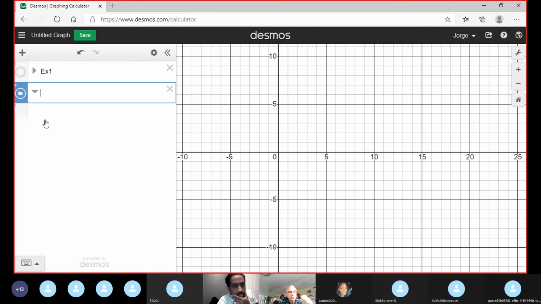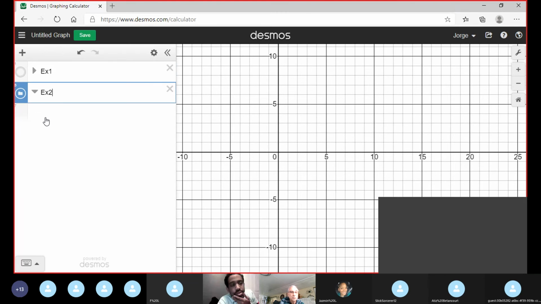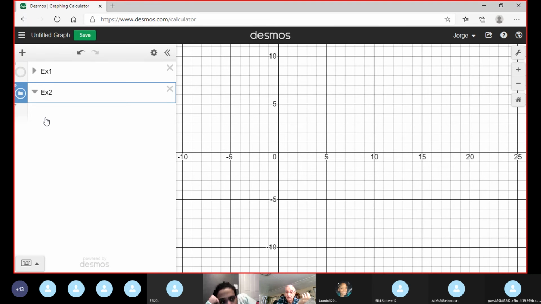Another folder, example 2. See, the question says, do the graph of the piecewise function immediately. So any graph I ask you in the test, you open Desmos. No graphic paper, no pen, and you take a picture. No. You create Desmos. Desmos is our fantastic graphic calculator.